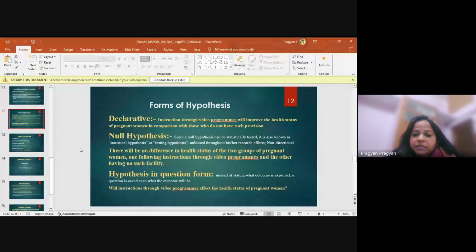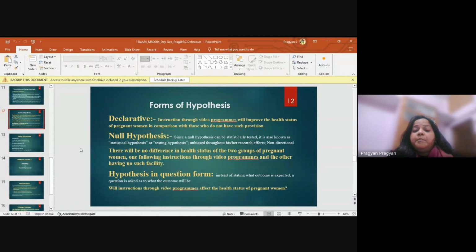So here, if you can see this clearly, no particular direction is set in this null hypothesis. They are saying there will be no difference in health status of two groups of pregnant women, either they are exposed to audiovisual health awareness programs or they are not. That means in that case, neither are they going to support it nor reject it. They are telling you clearly that there is no particular difference between both of these groups.